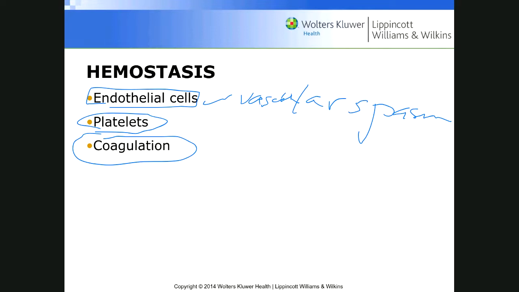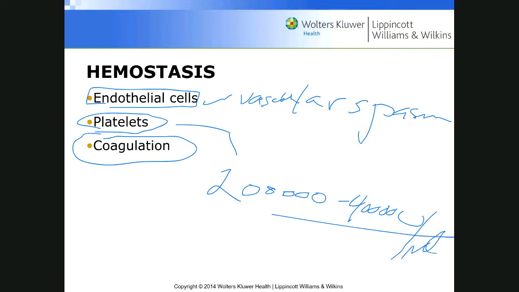Platelet plugs. So we have a nick in the blood vessel. The number of platelets is important. Typical numbers of platelets should be somewhere between 200,000 to 400,000 per microliter of blood, and this is a normal number. Of course, if you have lower than that, like thrombocytopenia, you're going to have a bleeding disorder.